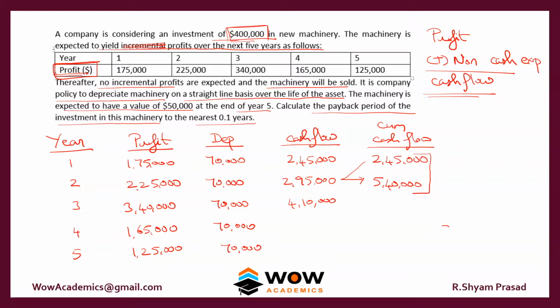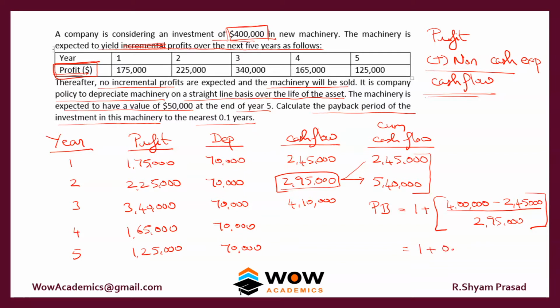So we'll find out the payback. The payback equals how many years? Minimum you need 1 year to recover the amount. How much have you invested? You have invested 4 lakh. How much did you get in the first year? You got 2,45,000. How much are you going to get in the second year alone? In the second year alone, you are going to get 2,95,000. Solve it. The answer comes to 1 plus 0.525.